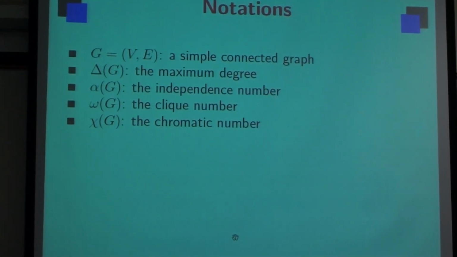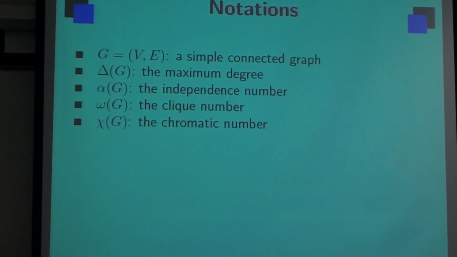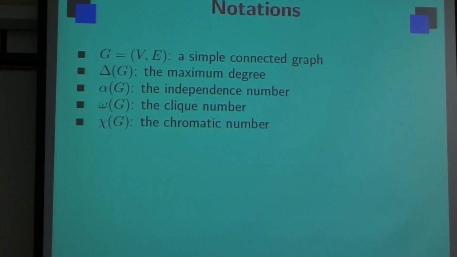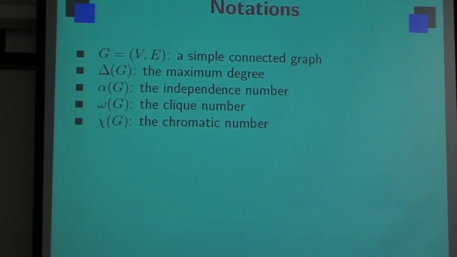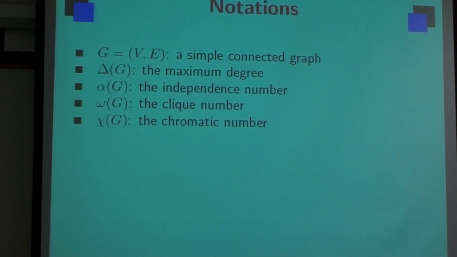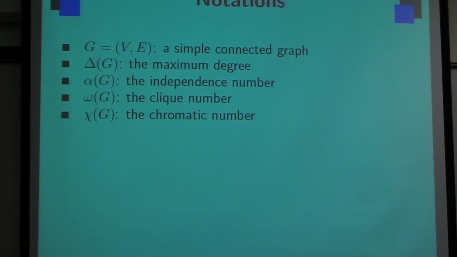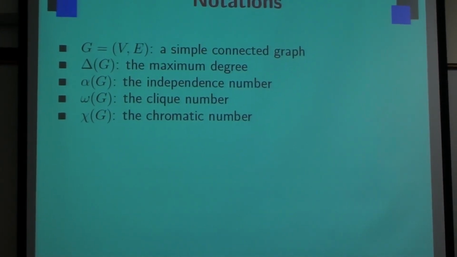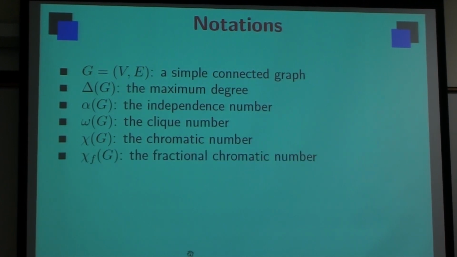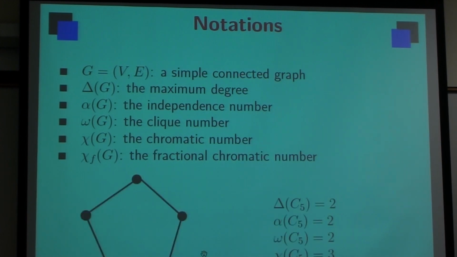The chromatic number is a little hard to describe in words. It is the way that you color the vertices with some colors, making sure that adjacent vertices are still different colors. And you want to make the number of colors as small as possible. That's the chromatic number. But let me give you an example. We'll spend more time later on the fractional chromatic number.